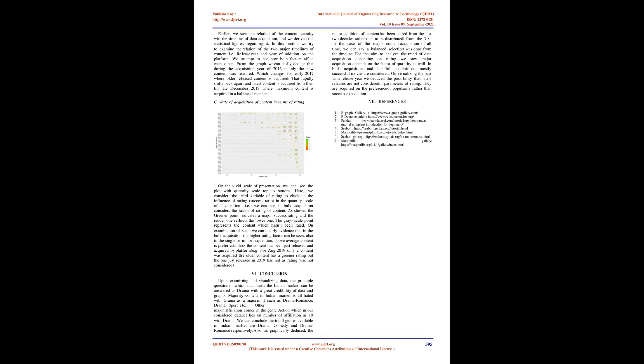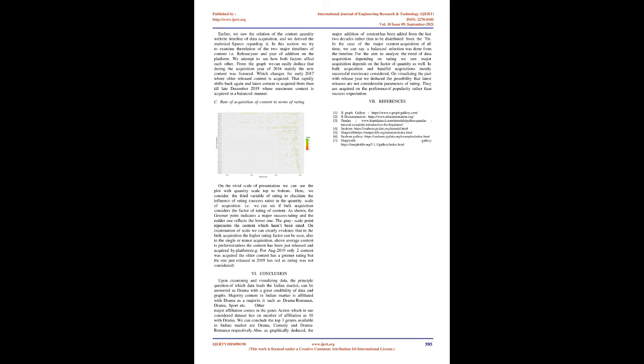As shown, the greener point indicates a major success rating and the redder one reflects a lower one. The gray scale point represents the content which hasn't been rated. On examination of the scale, we can clearly see that in the bulk acquisition the higher rating factor can be seen, also in the single or minor acquisition. Above average content is preferred unless the content has just been released and acquired by the platform, e.g., for 2019 only 2 content was acquired.